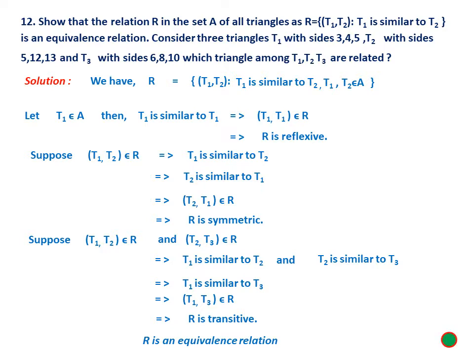So this is the first part. But we have to prove something else. Consider three triangles: T1 with sides 3, 4, 5, T2 with sides 5, 12, 13, and T3 with sides 6, 8, 10. Which triangles among T1, T2, T3 are related? This is the question. It is a question of similarity. So now the triangle T1 is with sides 3, 4, 5 and T3 is with sides 6, 8, 10.